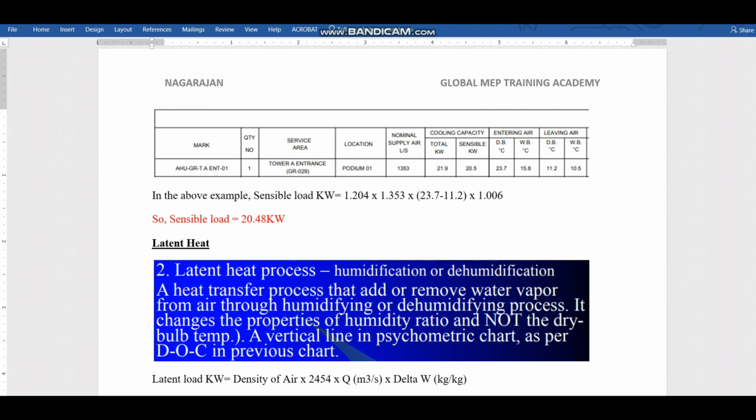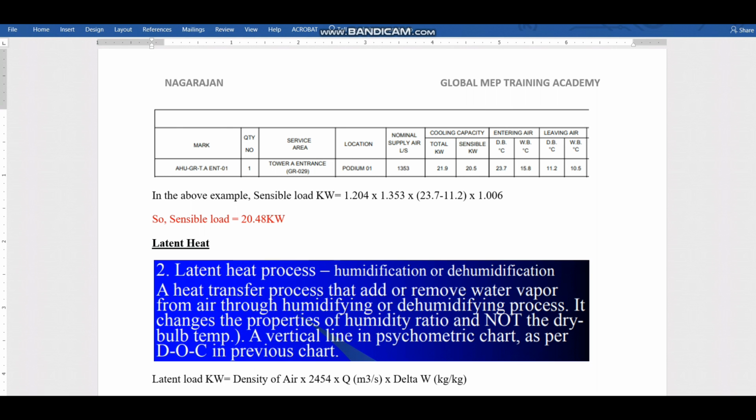So the next one is the latent heat. It is a heat transfer process that adds or removes water vapor from the air through a humidification or dehumidification process, so it changes the humidity ratio only. Just now we saw what the humidity ratio is: the weight of water vapor or moisture per unit weight of dry air. So it will change only the humidity ratio and will not change the dry bulb temperature.